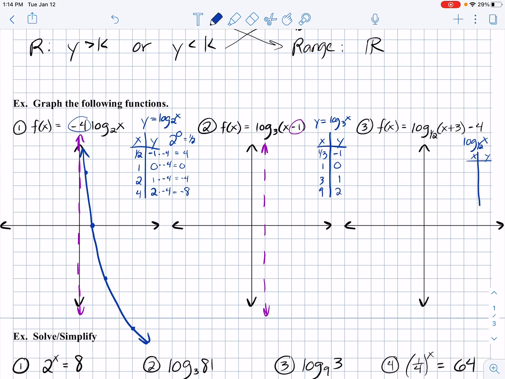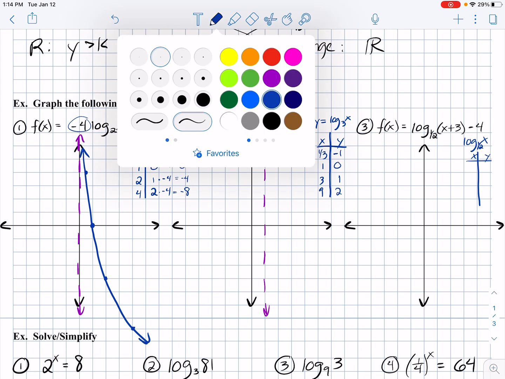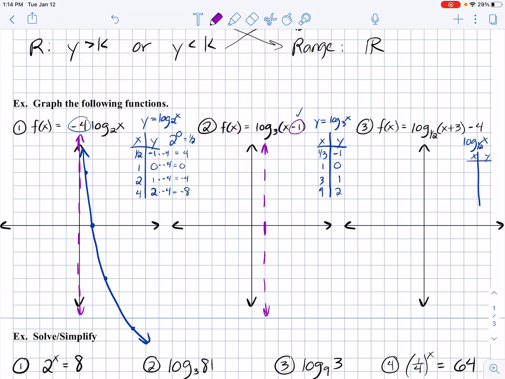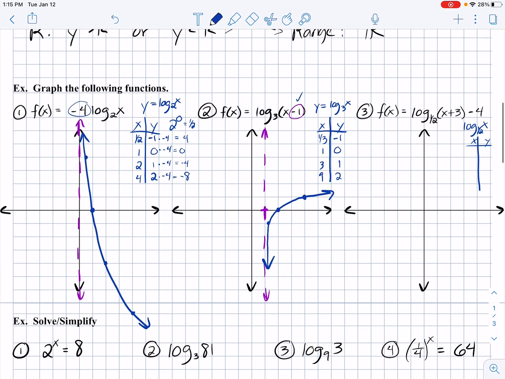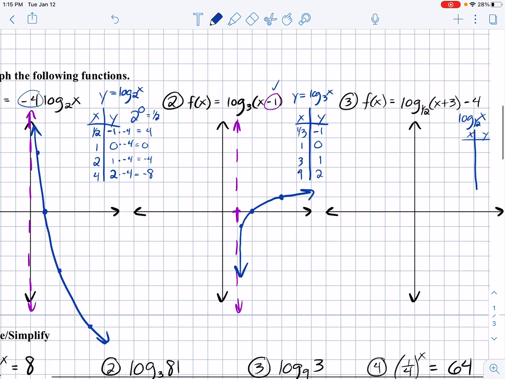And now that we've accounted for this shift, we're going to graph these points as if this were our new origin right here. So 1/3, -1 would be right here. 1, 0, 3, 1, and 9, 2. It's going to be a little bit off our graph, so let's just stop right there. All right, we got something like this. Great job.